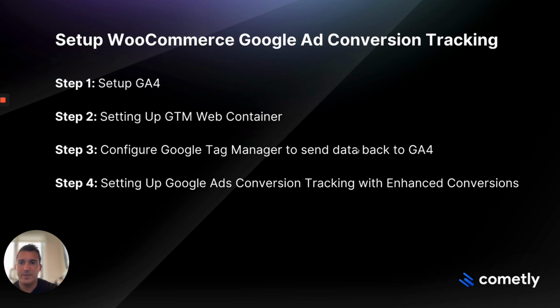Step 1, set up GA4. We're going to briefly cover GA4 and just make sure you have it set up correctly. And after you have that set up correctly, we can move on to step 2, which is setting up GTM web container. GTM is Google Tag Manager, and that pertains to step 3, which is going to be configuring Google Tag Manager so you can send all of the data back to GA4. And step 4 is setting up Google Ads conversion tracking with enhanced conversions.